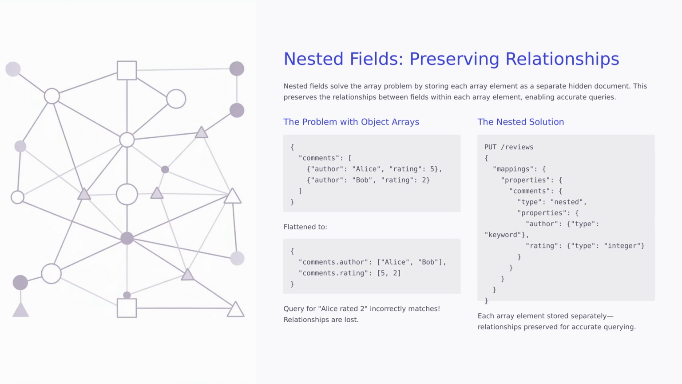Enter the nested solution. By storing each array element separately, relationships remain intact for accurate querying. Imagine querying Alice rated 2 and getting the correct result every time. With nested fields, this becomes a reality. So, embrace nested fields for data clarity and query accuracy.